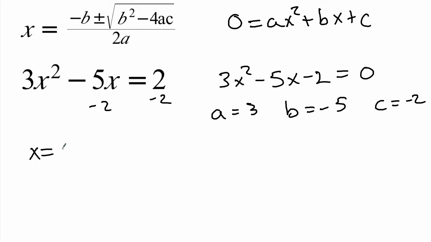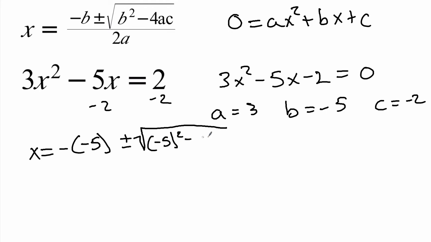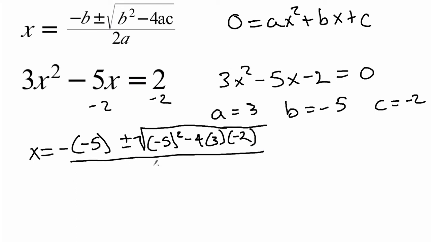x is equal to negative b, which is negative 5, plus or minus the square root of b squared minus 4ac. Oops, let's go ahead and plug in those values. a is 3 and c is negative 2, all over 2a. And then you simplify this formula and you have your solutions. So let's go ahead and do that.